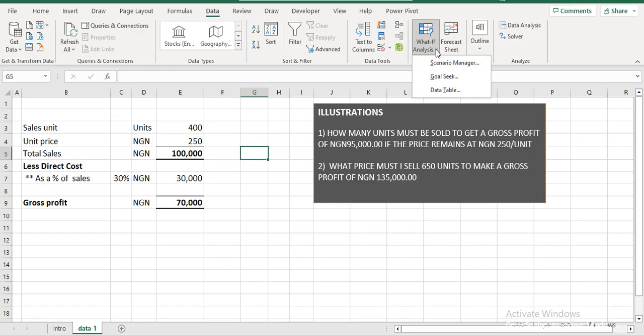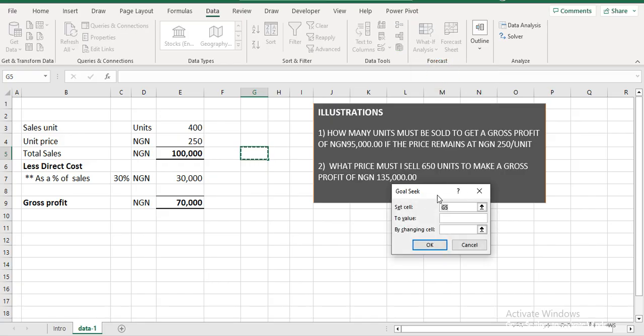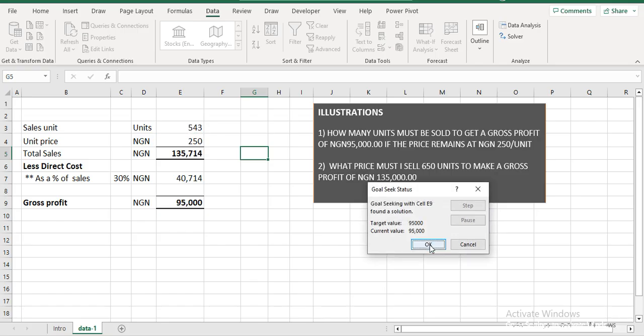By coming to here, I select GoSeek, and we are told Set cell, which means this is the predetermined cell. I already know the gross profit, so I set that gross profit to the predetermined outcome. So the predetermined outcome is 95,000. Now, what variable am I going to change to achieve that? I'm going to change the unit sold, which is the sales unit, because I'm told the price will remain at this. So all I need is just to click OK, and the system will run and provide an answer for me saying we will need to sell 543 units at 250 Naira to achieve a gross profit of 95,000 Naira.